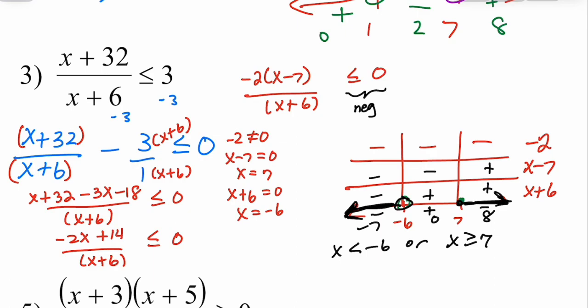In interval notation, our final answer would be, this is going from -infinity to -6. So we would go from -infinity to -6 with a parenthesis. And then this one goes to infinity. So this one has a bracket on the 7 to infinity.